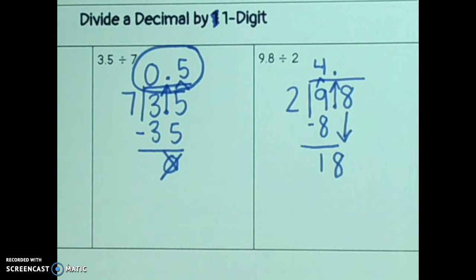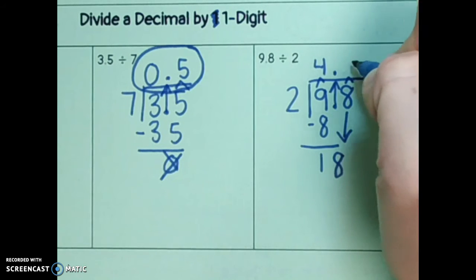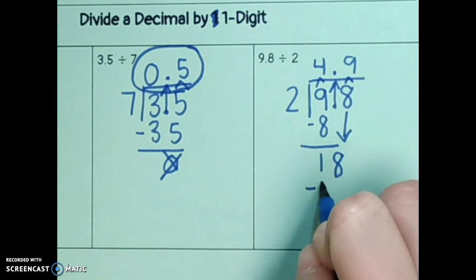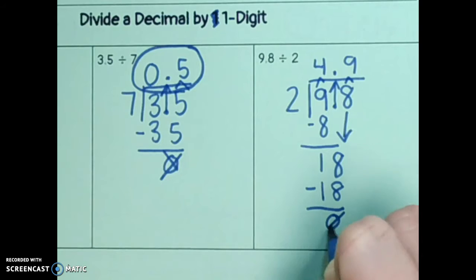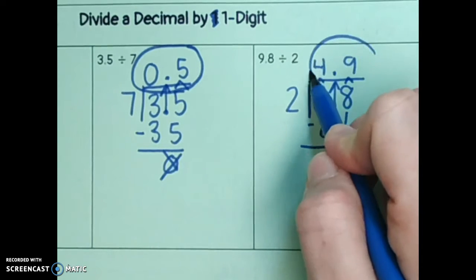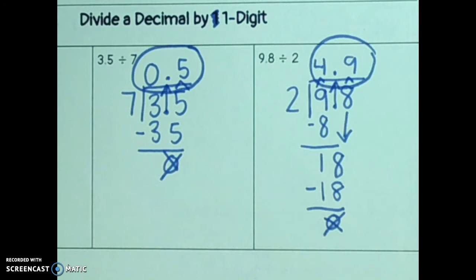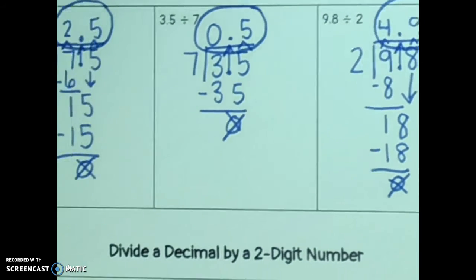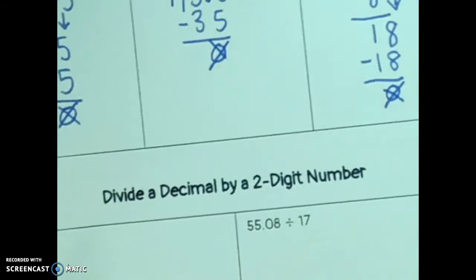Can 2 go into 18? Yes. How many times? 9 times. Which equals 18, then minus that, which equals 0. So what's our answer? 4.9. You guys remember this from last year? Yes. It's not terrible, is it?